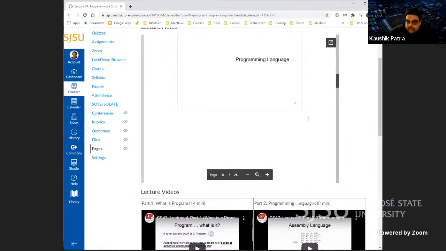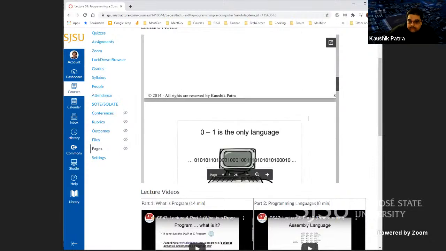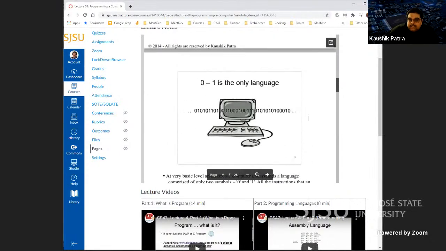And then we go to the topic of programming language. This topic talks about the different languages that a computer understands. We'll see it basically understands 0 and 1. It doesn't understand anything else. Whether it is Java, C++, or Python, the computer does not know it. A computer as a system only knows 0 and 1. That is the only language it understands.